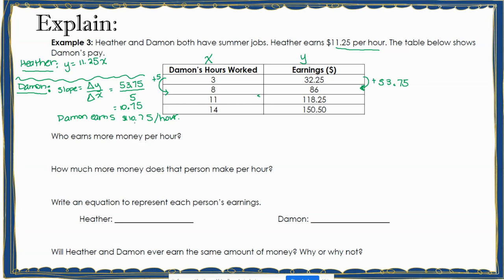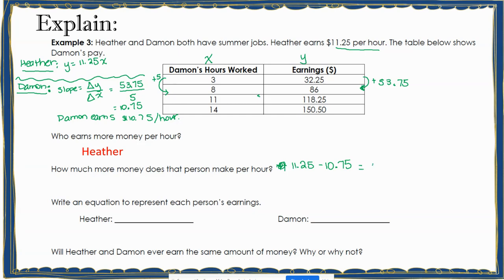So let's look at that and compare it to Heather. Well, we see that Heather earns $11.25 per hour and Damon earns $10.75 per hour. So that means that Heather earns more per hour. Now, how much more does Heather make? Well, we've got to subtract because we know that Heather earns $11.25. And we know that Damon earns $10.75. So to figure out how much more she makes per hour, we're going to subtract $11.25 minus $10.75.